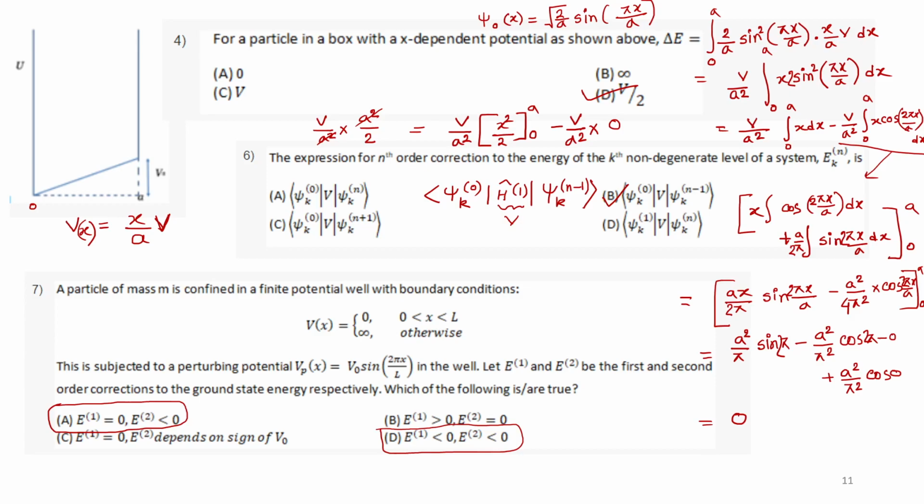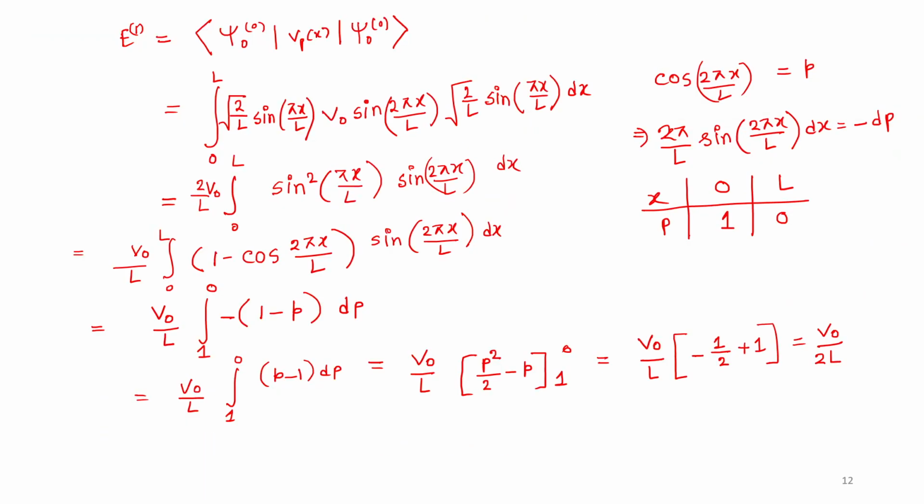So did I make any mistake here? In one case it would be less than 0, and one case it should have been equal to 0. 0 to L. Achha, cos 2 pi. Cos 2 pi is 0 or 1? Cos 2 pi is actually 1. So that is the mistake I have done here.